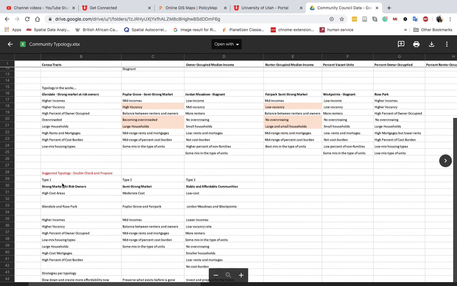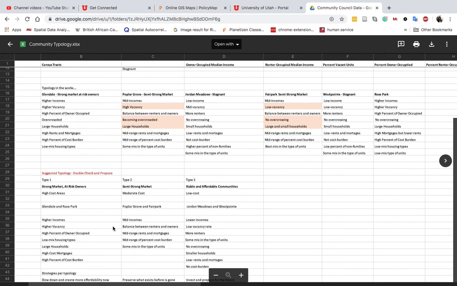So we have here what I categorized in type 2, type 1, type 2, type 3, and I already explained which ones or what this means. In general, this is kind of a summary. So the strong market means high cost areas. Semi-strong market might be moderate cost, and stable and affordable, really low cost. And this is the type of community: Glendale, Poplar Grove, Fairpark, Jordan Meadows, and so on.